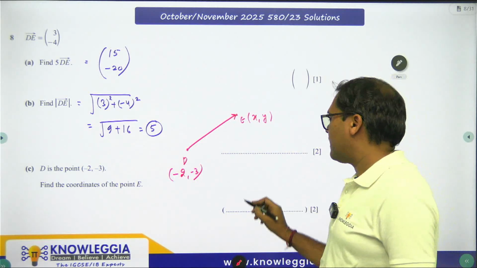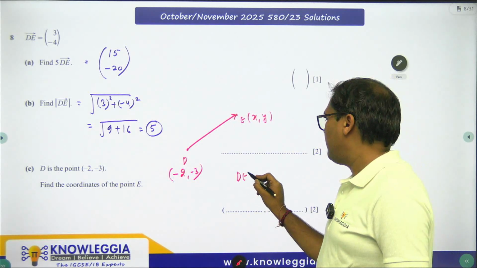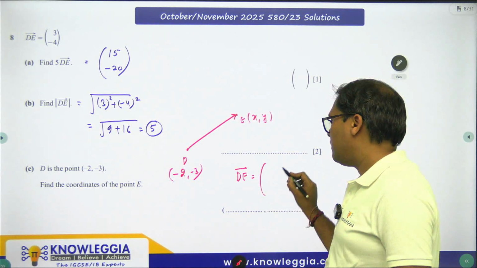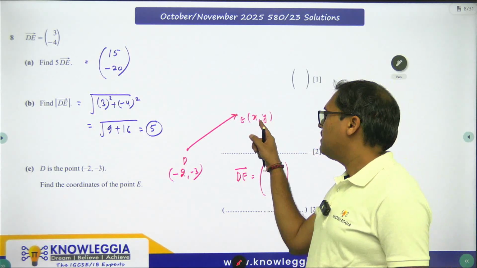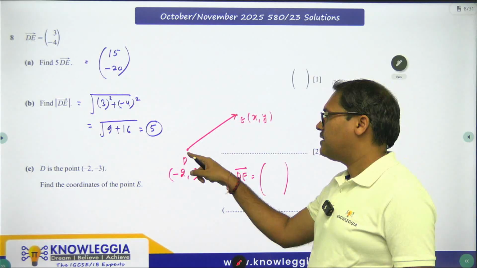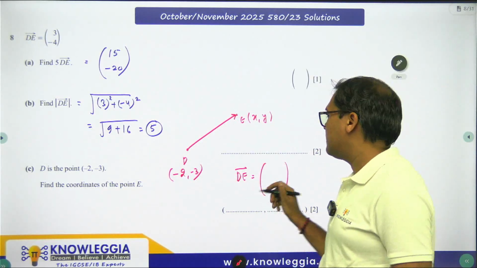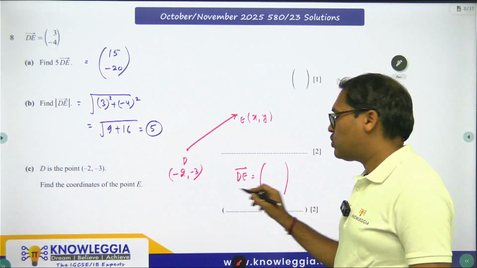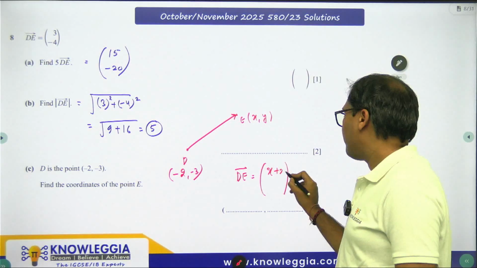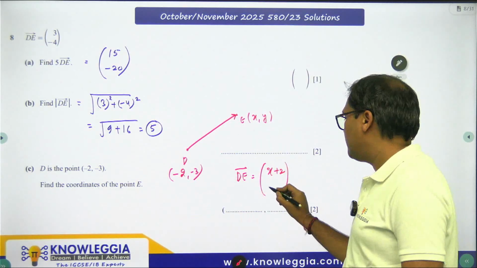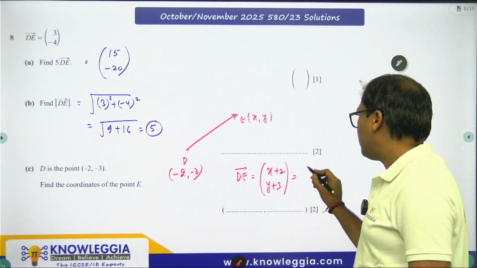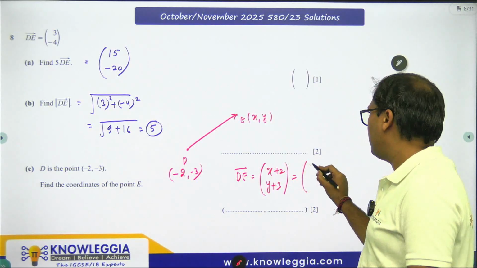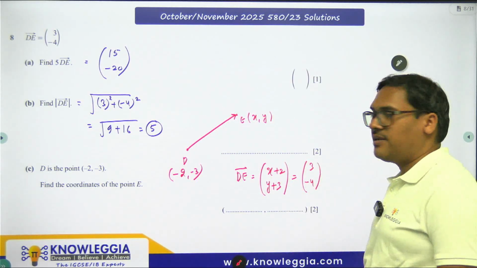Now what is the DE vector? How do we write the DE vector in terms of coordinates? You can see this is D to E, so this is final minus initial. So this is x minus minus 2, which is x plus 2. This is y minus minus 3, so this is y plus 3. So this is the DE vector. But this is given as 3 and minus 4. This is the DE vector.